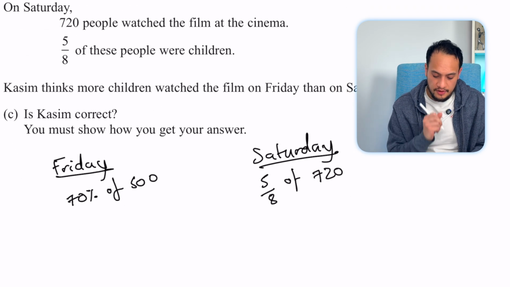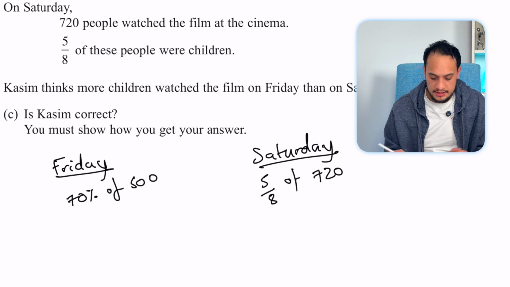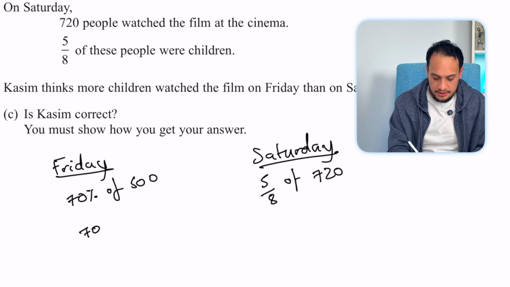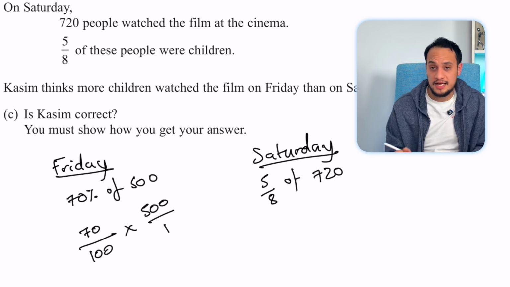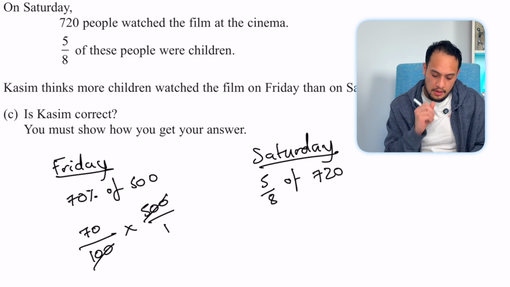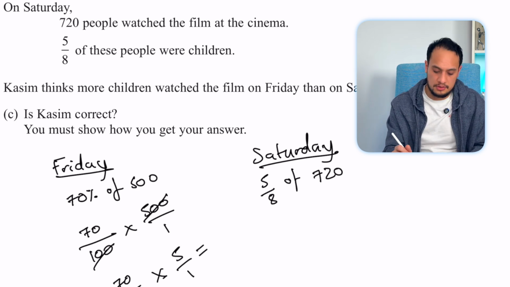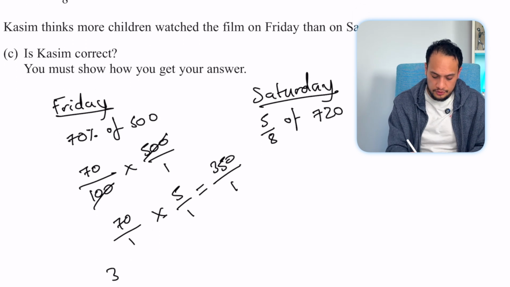So 70% of 500, there's various ways you can work this out, but I like to do 70 over 100 times 500 over 1. I like to express it as a fraction. Then I can do some cancelling down. So I've got 100 can be cross-cancelled here with 500. And then I get 70 over 1 times 5 over 1. 70 times 5 is 350 over 1. So therefore on Friday there's 350 people.